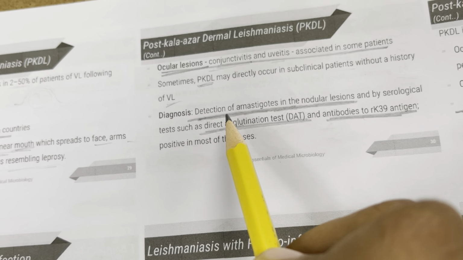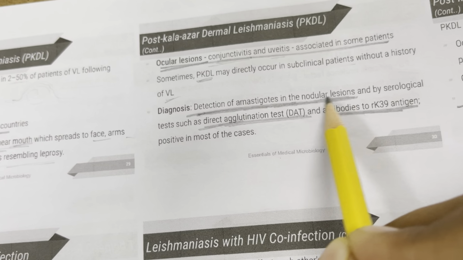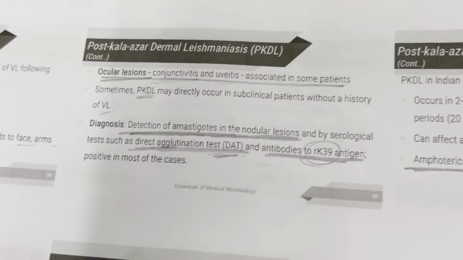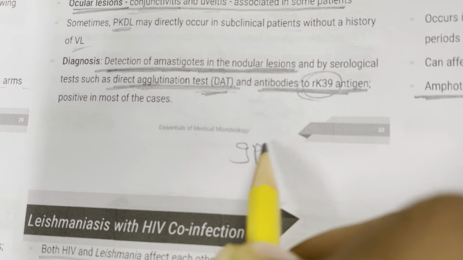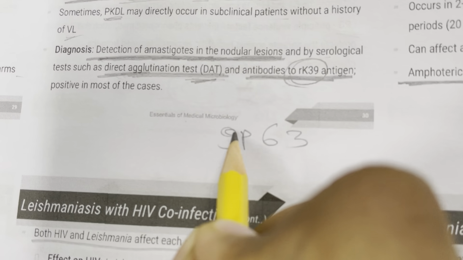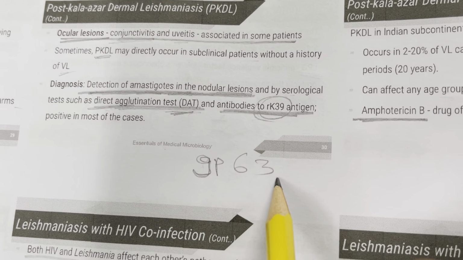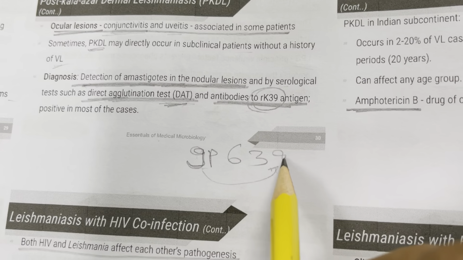Diagnosis: how do you diagnose? You detect amastigotes in the nodular lesions and by serological tests such as direct agglutination test or antibodies to the RK39 antigen. How do you remember this? So while writing the glycoprotein, it was GP63, right? So write that once, GP63. Okay, G kind of looks like how you would write a 9, right? So 3, then add the G here, 9.